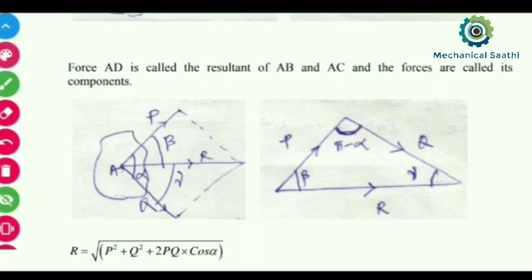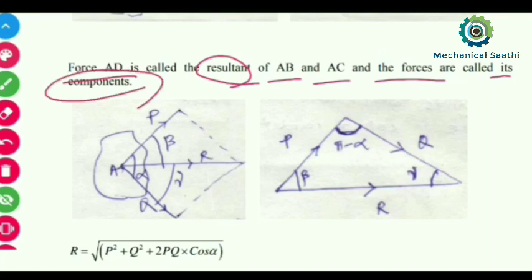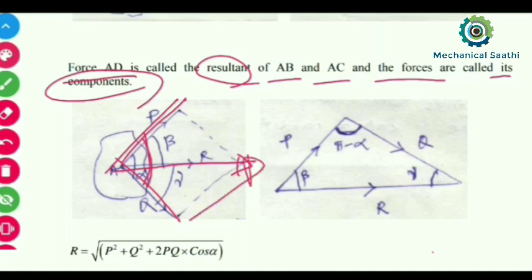See here, force AD is called the resultant of AB and AC, and the forces are called the components. The diagram we have already constructed previously is again represented like this. This is the AB force, and this is the AC force, and the angle between them was alpha. This will be the resultant force, that is R, or in the previous case AD. So this R value we need to calculate. How can we calculate this value?